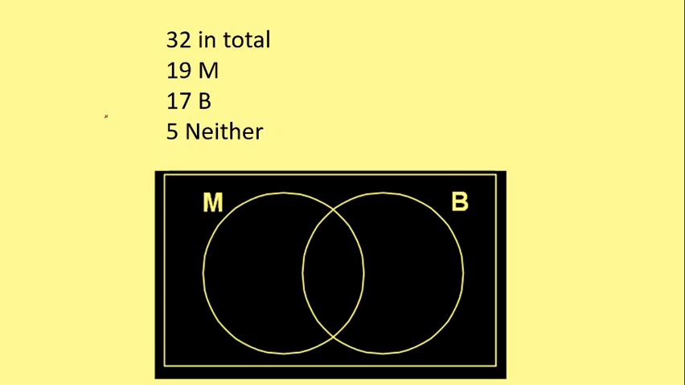Just to be clear, the 19 in M is all of M. Now, there's not much I can fill in to begin with, but I can fill out the outside, which is 5. If I add everything in M and everything in B, 19 plus 17, I get 36. That's already an issue because there's 32 in total. I also need to add the people on the outside, which is 5, so I get 41.